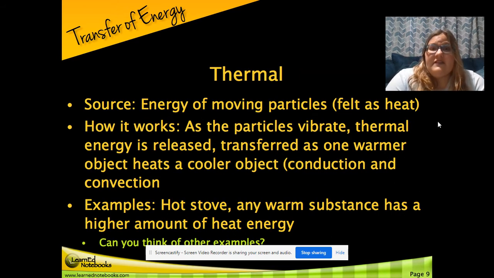Thermal is energy of moving particles. We feel it as heat. As the particles vibrate, thermal energy is released. It's transferred as one warmer object heats a cooler object. Conduction and convection. Remember, hot always goes to cold. Hot to cold. Hot to cold. It never goes the other way.